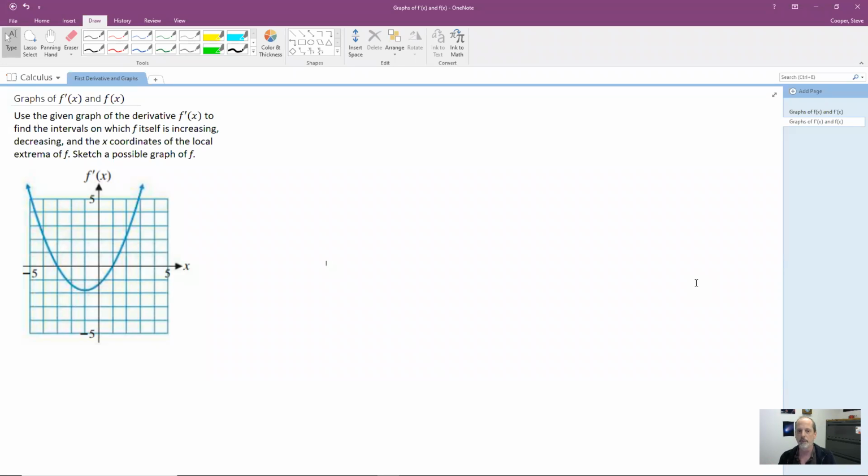Okay, so this time we want to go the other way around. We want to take the picture of some function's derivative, already created the derivative and wound up with this graph, and say, well, what are some things we know about the original function f if f prime looks like that? Okay, so just to kind of review where we've been, let's look over here.